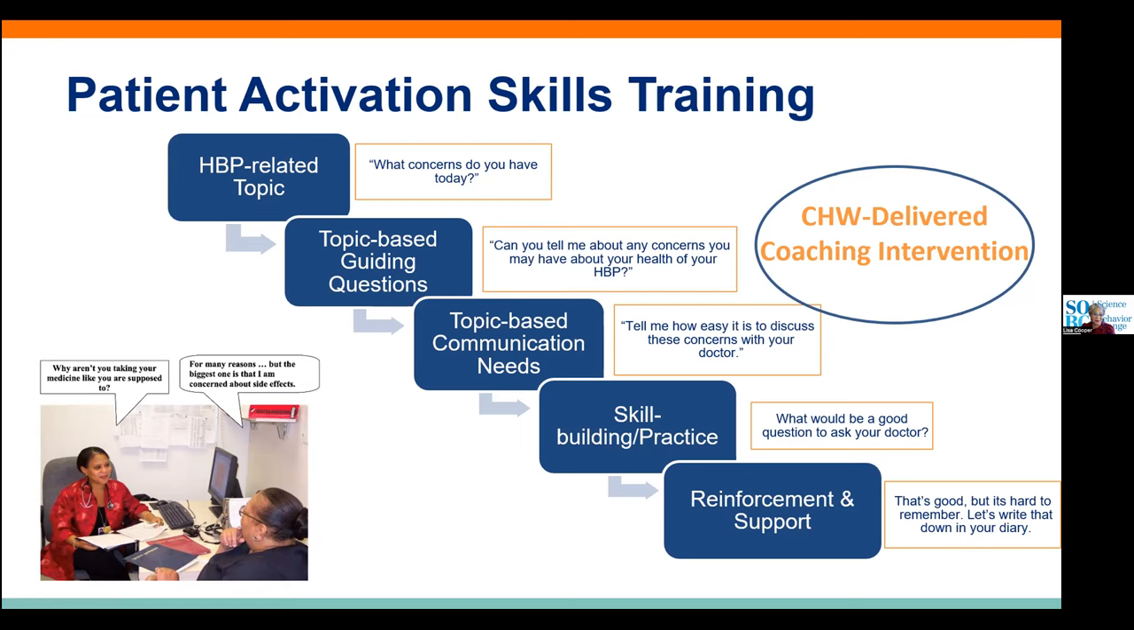The photo in the lower left-hand corner is from an accompanying photo novella that went along with the study, which was a story that followed an African-American woman with hypertension in her life and her interaction with her clinician.